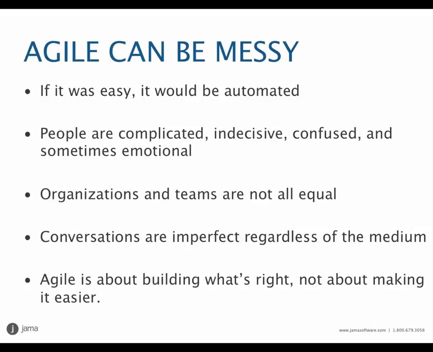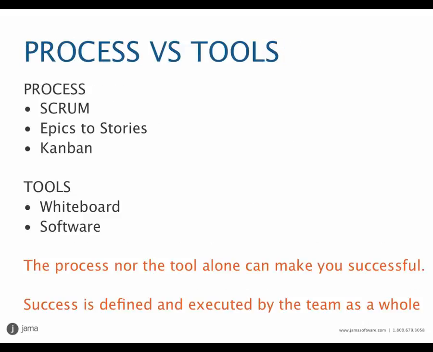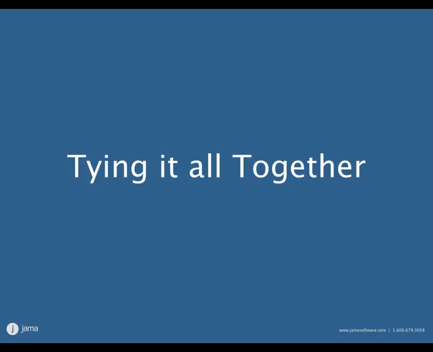Always evaluate if what you're doing is for the process or for the idealistic viewpoint that Agile is somehow going to solve your problems. It's not a silver bullet. It's so much about process and people and all of that involved. Just to highlight this, the difference between process and tools is that process is things like Scrum, epics to stories, Kanban, whereas tools are things like whiteboard and software. And it's just important to note that neither the process nor the tool can make you successful, right? It's neither one of these. It's the definition and the execution of this information by the entire team.